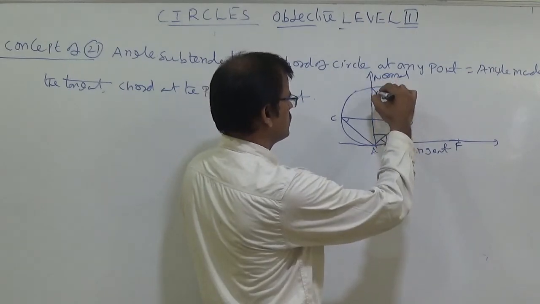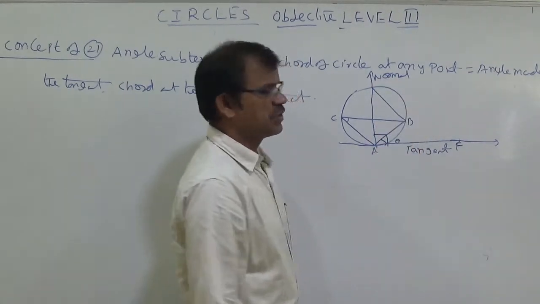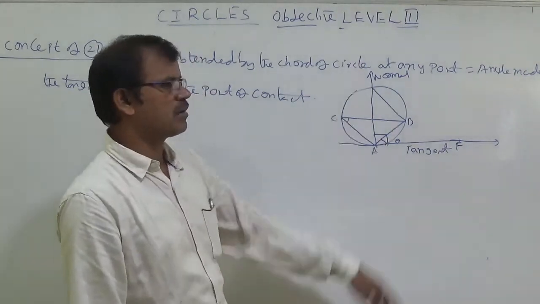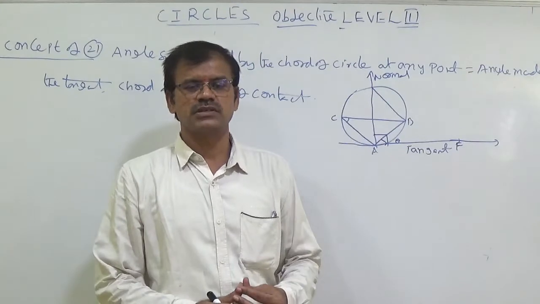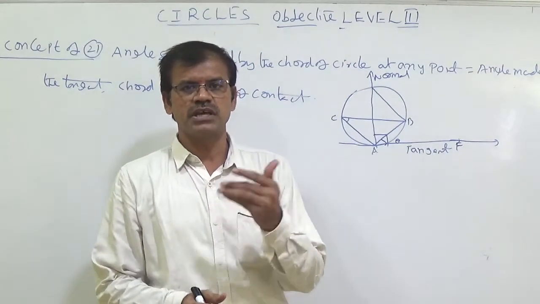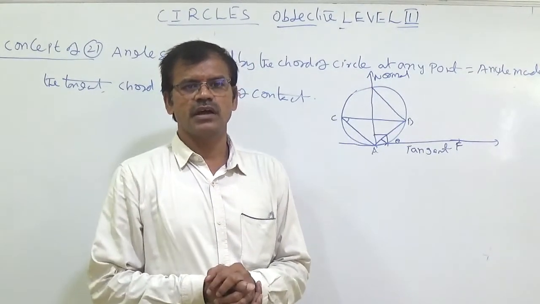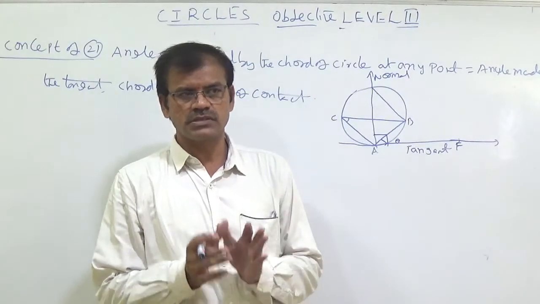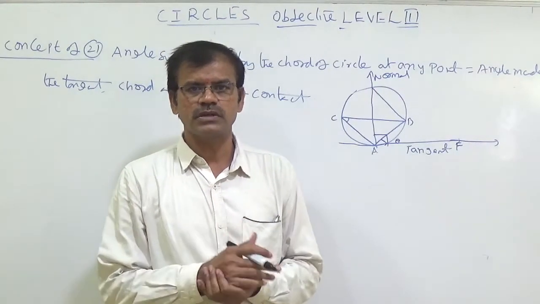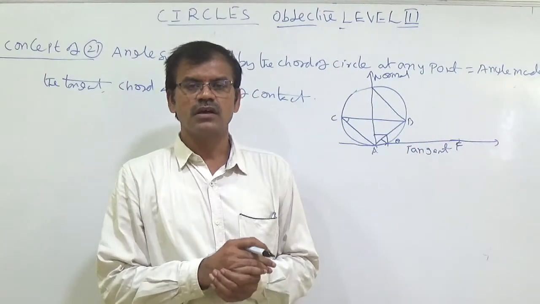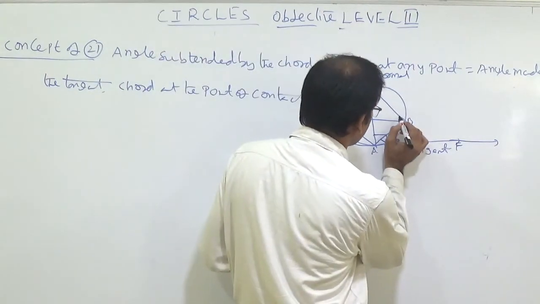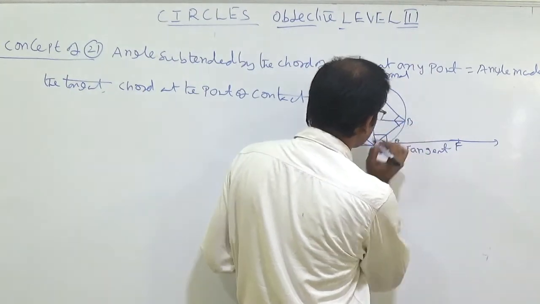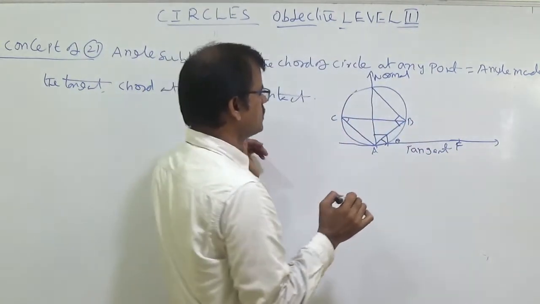Draw, join like this. Why did we join? Every normal passes through the center of the circle. Whenever a normal passes through the center of the circle, the normal becomes a diameter. Whenever a diameter is there for a circle, the diameter divides the circle into two equal parts, which are called semicircles. And the angle in a semicircle is a right angle. So here you can put this is a right angle.